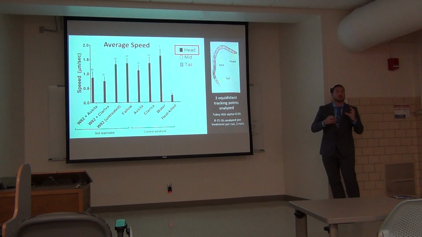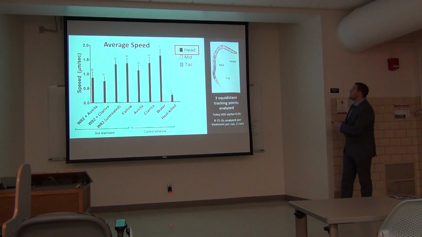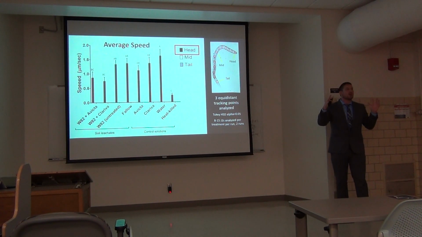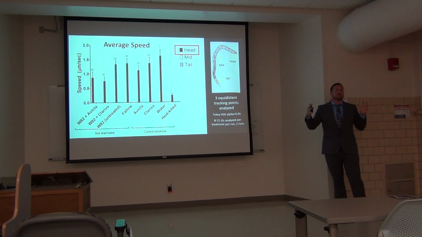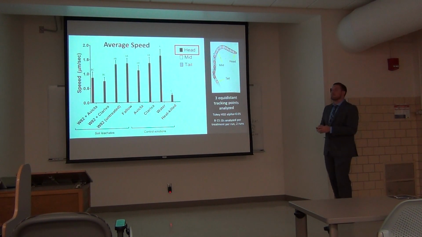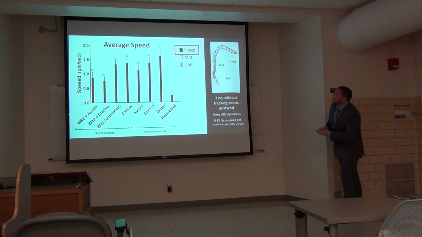All right, so onto my soil leachate data for this. We use 3 equidistant tracking points, the head point, the midpoint, and the tail, to kind of give us a whole understanding of the nematode movement, because it would be ridiculous to analyze all 13 points. Looking at this graph, we're just plotting the speed in micrometers per second for our different treatments. And in the black bar, we're just looking at the head.